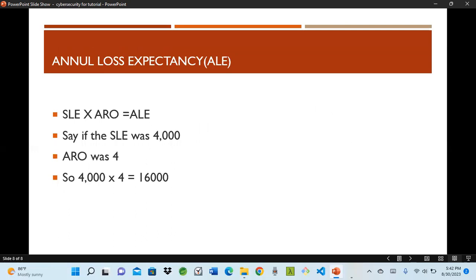And this is the formula that you use. Basically, it's just single loss expectancy times your annual rate of occurrence, which will give you your annual loss expectancy. So say if I had 4,000 in single loss expectancy, you would multiply that against your annual rate of occurrence, which would give you your annual loss expectancy.